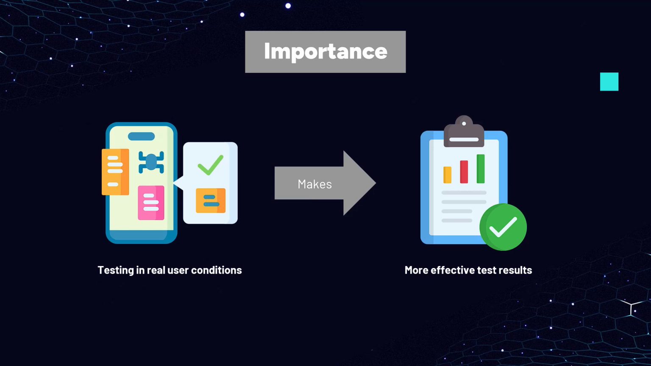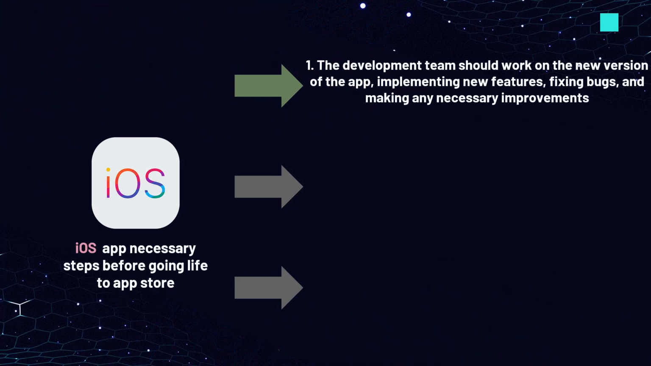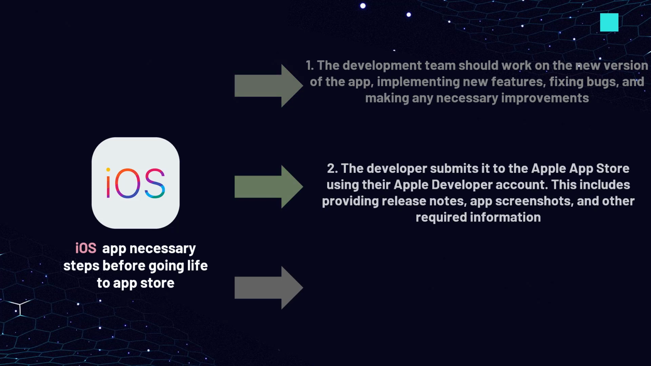Before the app is available for testing and update via the App Store, it goes through several necessary steps, in particular, for iOS platform. 1. First, the development team should work on a new version of the app, implementing new features, fixing bugs, and making any necessary improvements. 2. Once the update is ready, the developer submits it to the Apple App Store using their Apple developer account. This includes providing release notes, app screenshots, and other required information.